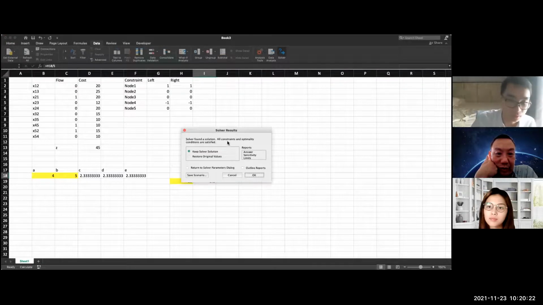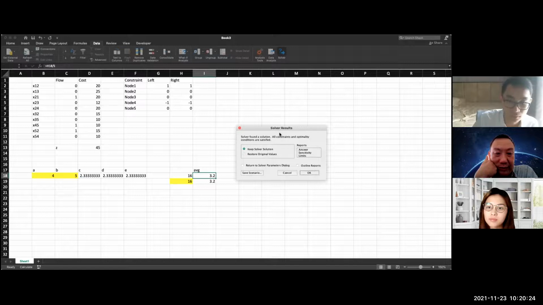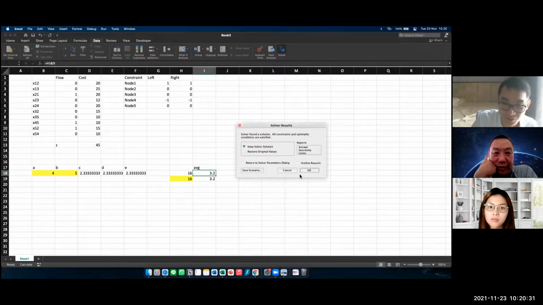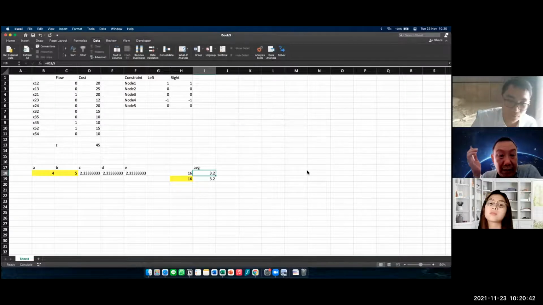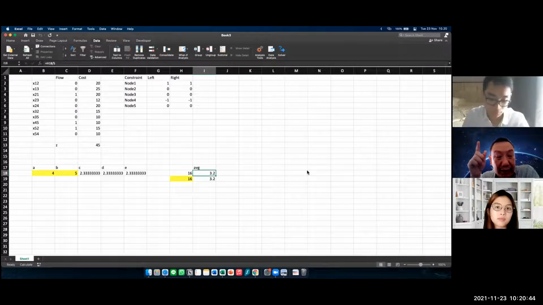This is using evolutionary. Oh, you cannot see my solver. I should have shared the whole desktop. Now you get exactly the same result, right? The same thing.